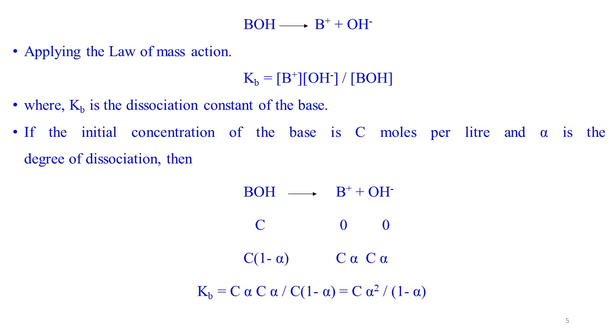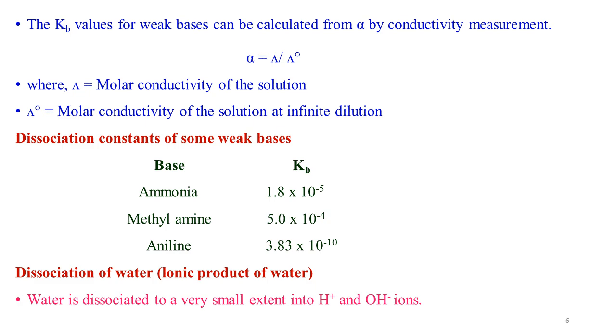The Kb values for weak bases can be calculated from alpha by conductivity measurement. Alpha is equal to lambda divided by lambda naught, where lambda is the molar conductivity of the solution and lambda naught is the molar conductivity of the solution at infinite dilution.